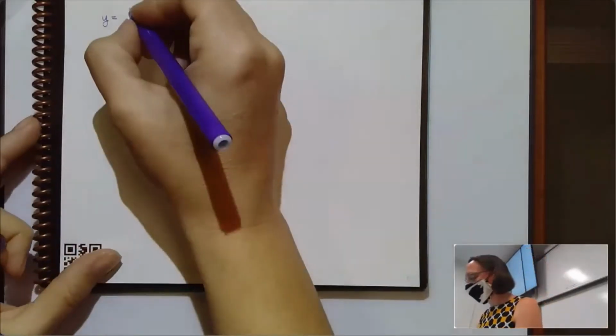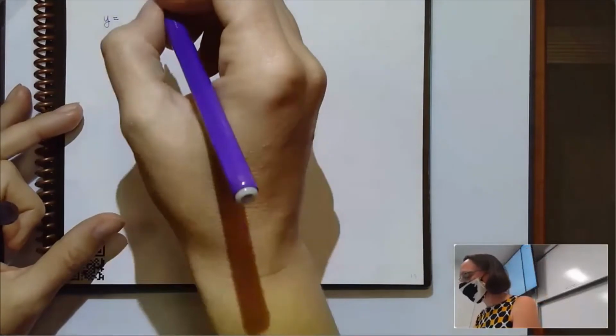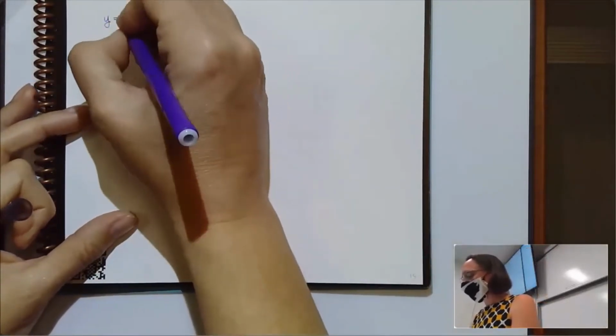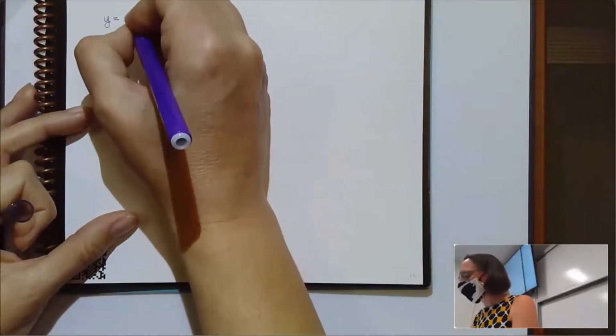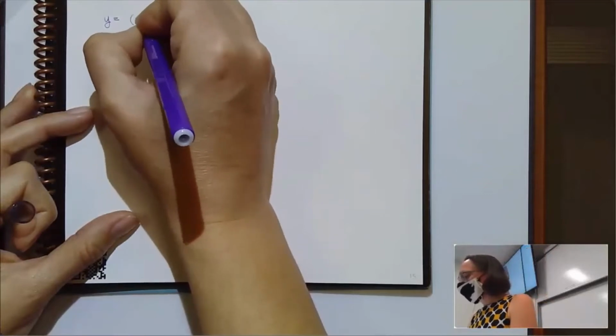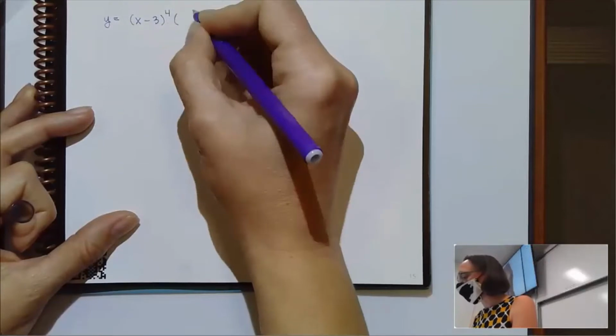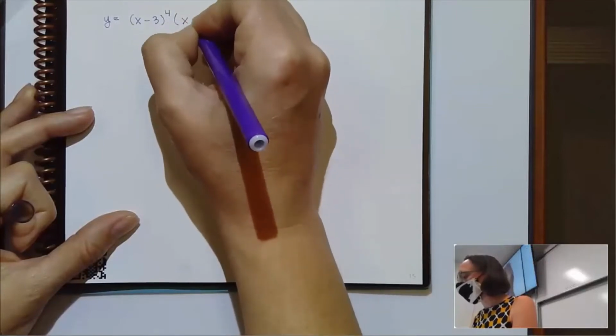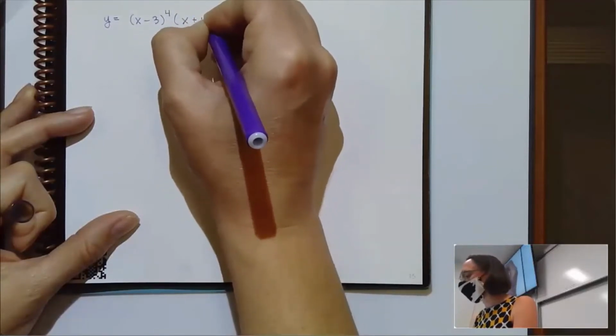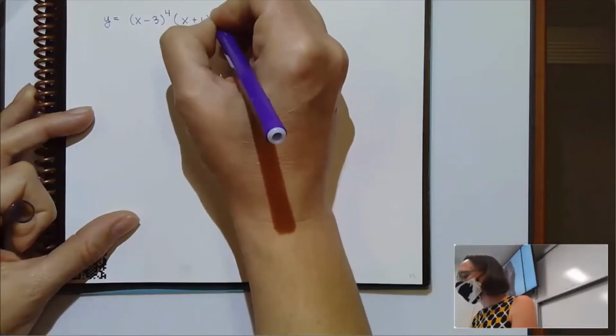Okay, you got it. y is going to be (x minus 3) to the 4th power times (x plus 1) to the 3rd.